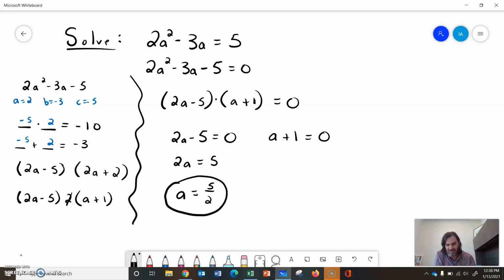Okay, and the other one, a plus 1 equals 0. We'll move the 1 over, and we'll have a equals negative 1. Once again, that's two answers. We could come back to the original equation up here, plug them in for a, and see that it works out.